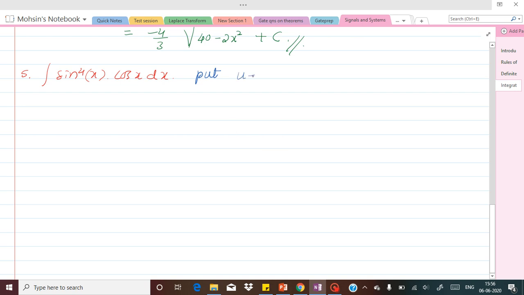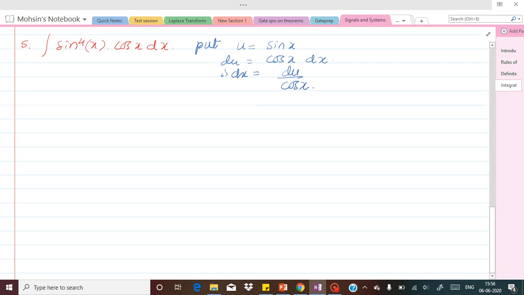Okay, so put u equal to sine x. So du will be equal to, differentiation of sine is positive cos x into dx, therefore dx can be written as du divided by cos x. So now let us substitute the u, du and dx terms here. What we are going to get from this substitution is sine is substituted now as u. So this is going to be u raised to 4 into cos x as it is, into dx, which is du by cos x.